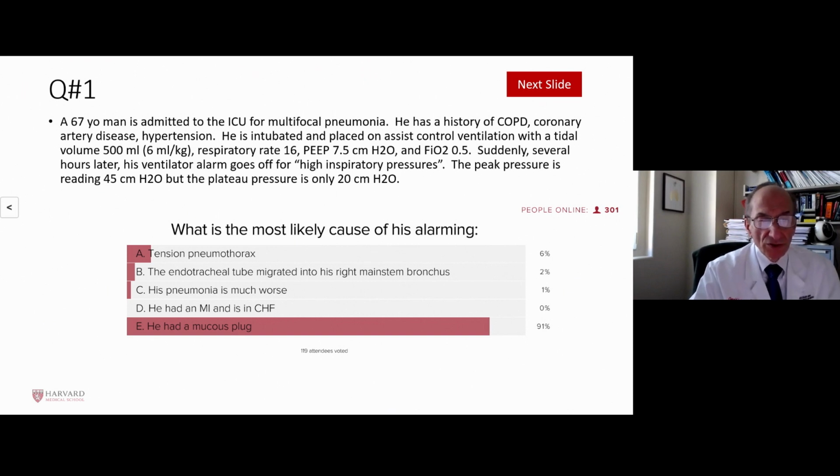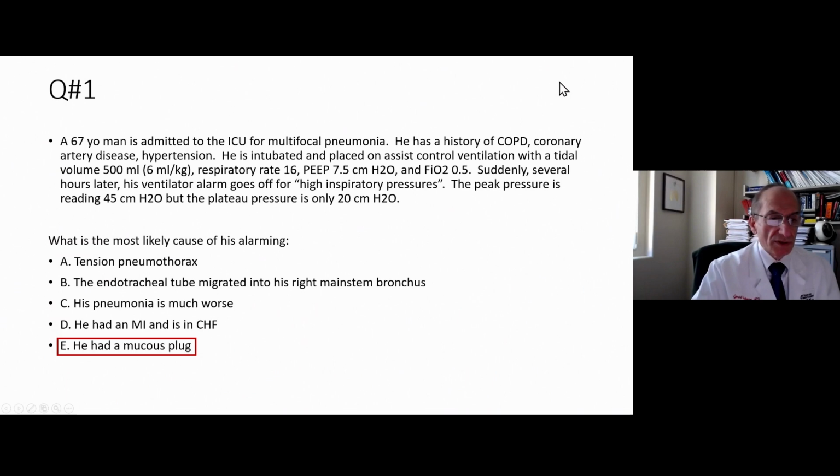If the endotracheal tube had migrated into his main stem bronchus, there wouldn't be a resistance problem, but the ventilator would pop off a pressure alarm because you're essentially ventilating one lung, and that would create much higher pressure. If the pneumonia were worse, or if he had congestive heart failure, that would affect his compliance, but not resistance. So I agree with the overwhelming majority of you.